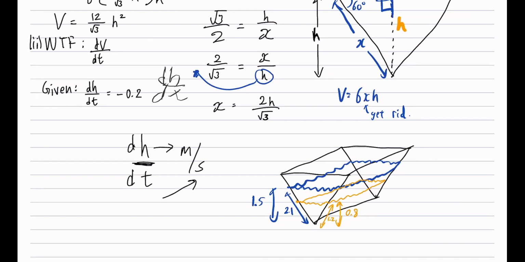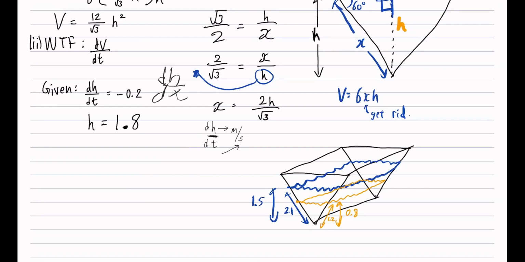Okay, then what else is given? When the thing is 1.8, 1.8 meters. Anything else? I think that's good enough. It's an equilateral triangular based prism. That's not relevant. Okay, maybe it's relevant later. We'll come back to it.